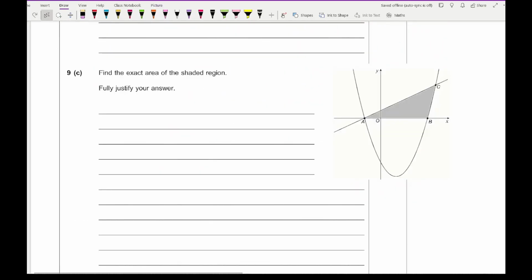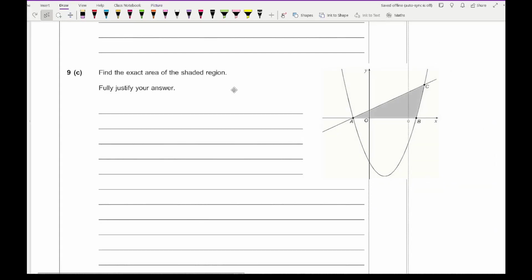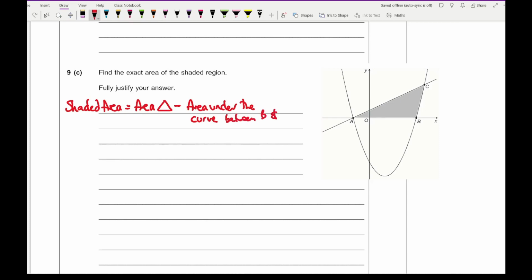Now moving on to question 9c, it says find the exact area of the shaded region. Again, this is worth 6 marks, but I've just brought the graph back so you can see what I'm going to be doing. So for this, the shaded area is equal to the area of the triangle, which I'm about to draw, minus the area under the curve between B and C.